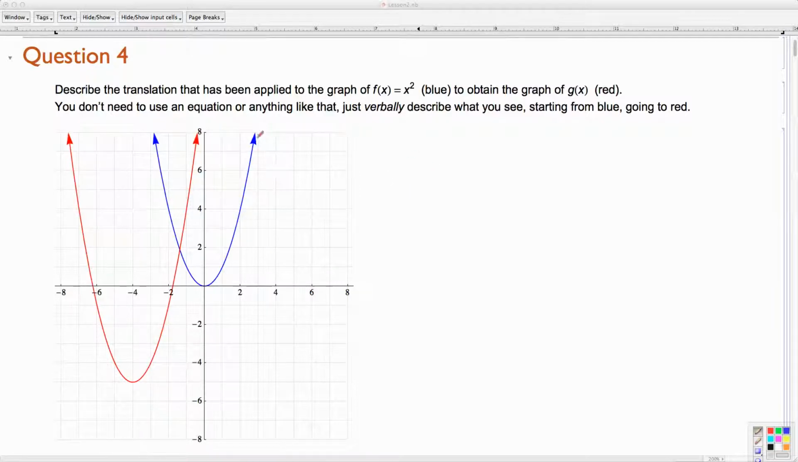In this picture we have two graphs. We have a blue graph and a red graph, and there is a translation that has happened. The translation means that the graph has simply been shifted. It hasn't been deformed or stretched in any way, it's just been shifted. We're starting with the pre-image, which is in blue, and we're ending up with the image, which is in red.